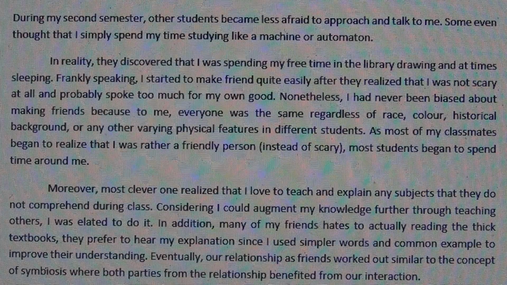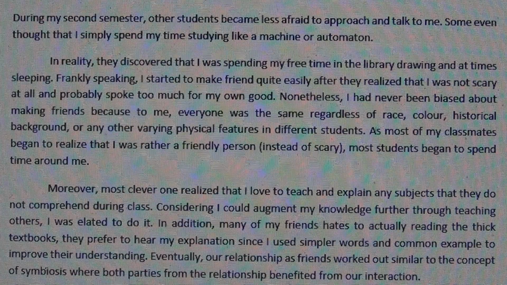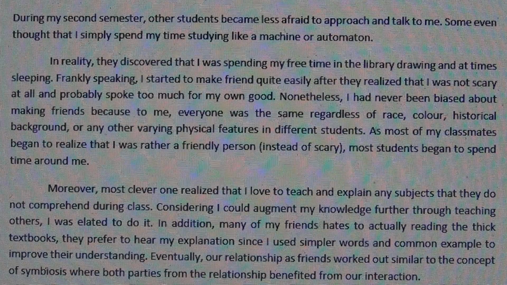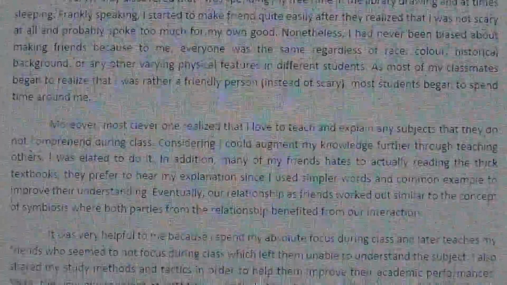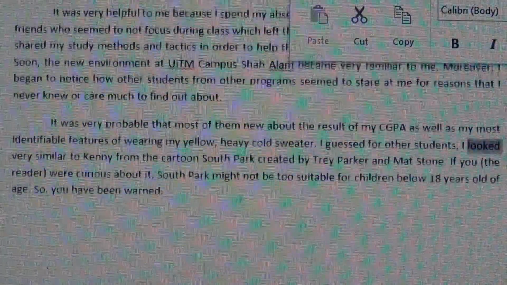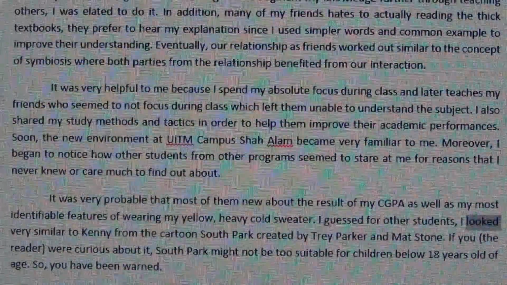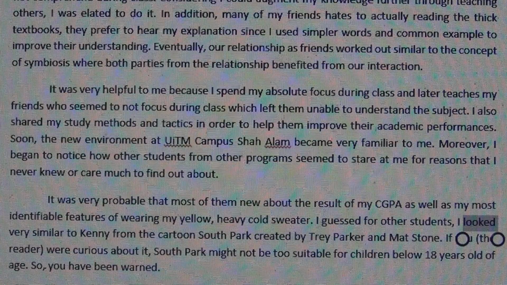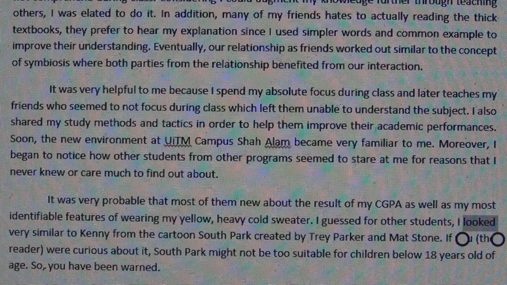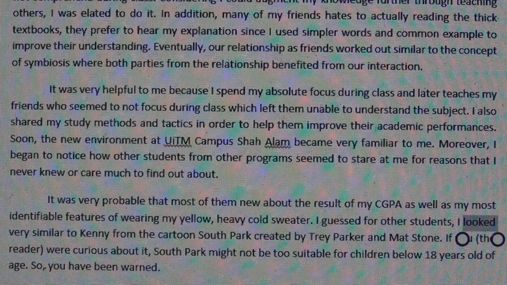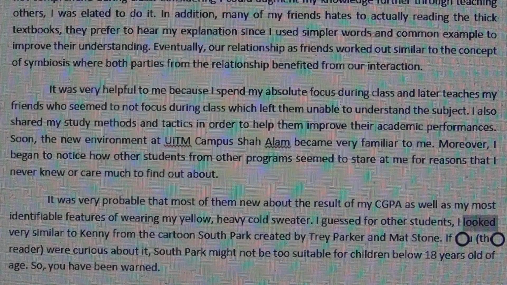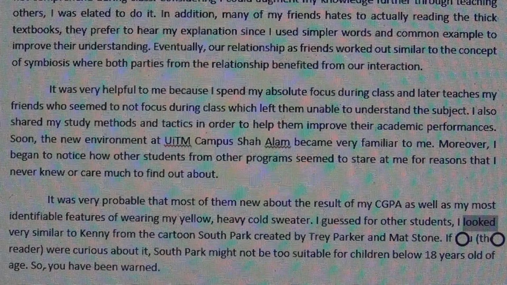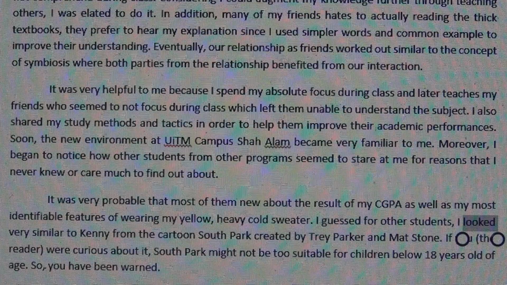Eventually, our relationship as friends worked out similar to the concept of symbiosis, where both parties from the relationship benefited from our interaction. It was very helpful to me because I stayed absolutely focused during class and later taught my friends who seemed to not focus during class, which left them unable to understand the subject. I also shared my study methods and tactics in order to help them improve their academic performances.